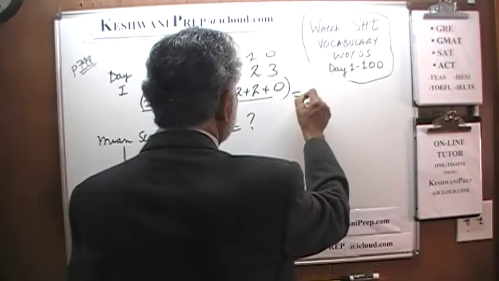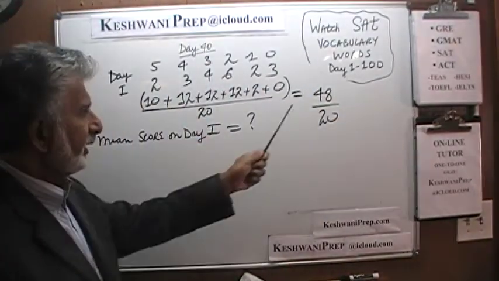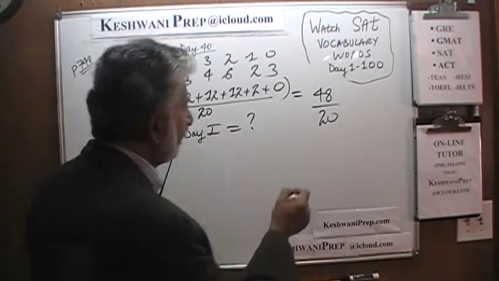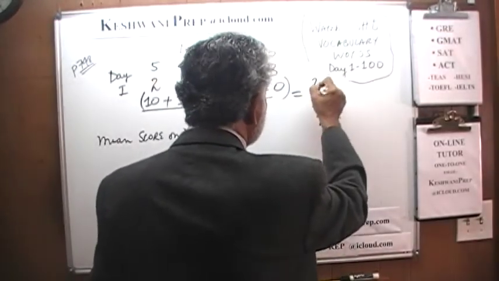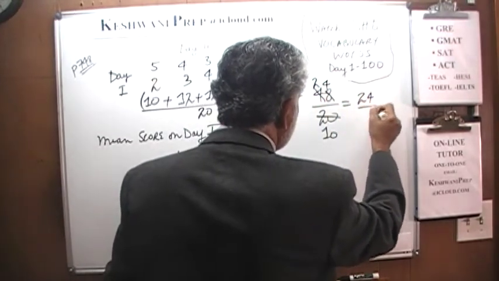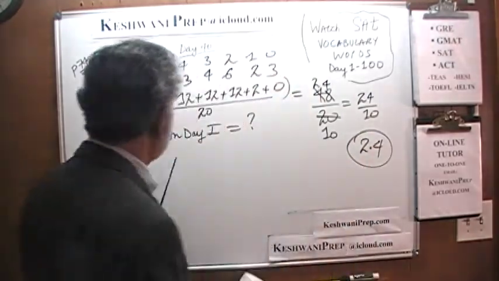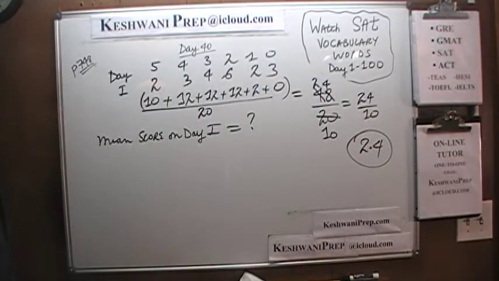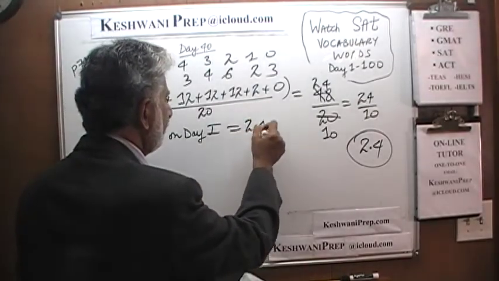So it is 48 over 20. Let's divide top and bottom by 2. If we divide top and bottom by 2, we end up with 10 at the bottom. This becomes 2 and this becomes 4. So we end up with 24 over 10, which makes it very simple. It's just 2.4. The question was, what's the mean score on day 1? The answer is, the mean score is 2.4.